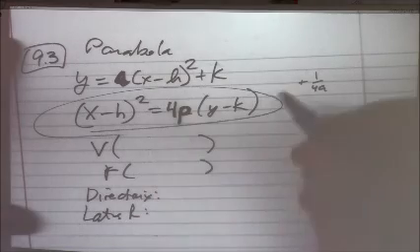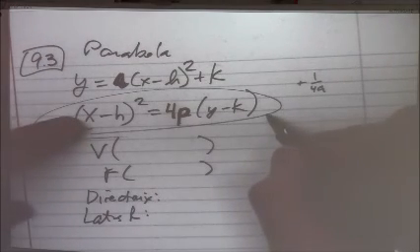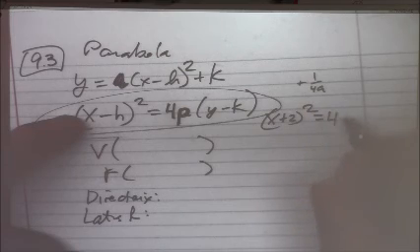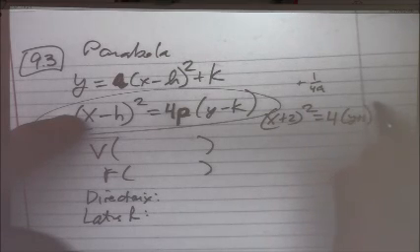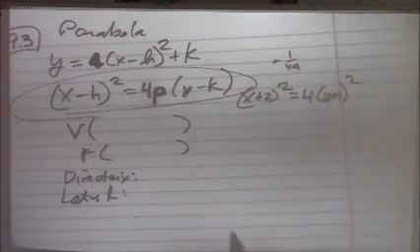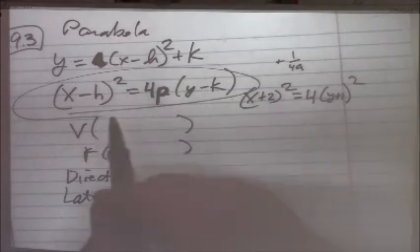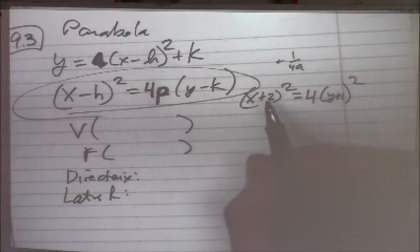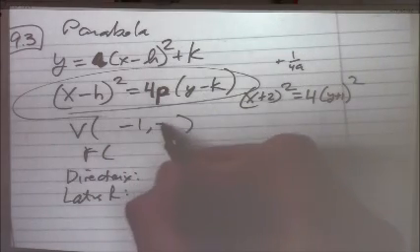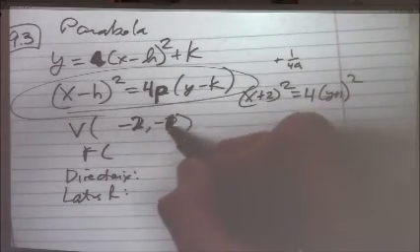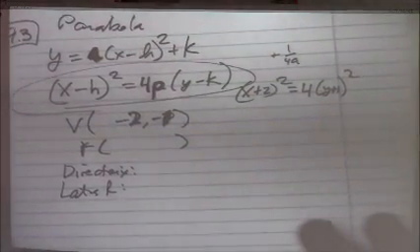So I should write up here the first one that we're going to use. Let's use (x plus 2) squared equals 4(y plus 1). So set that up, and then for the vertex of this, we're going to use the x and the y: -2 and -1.